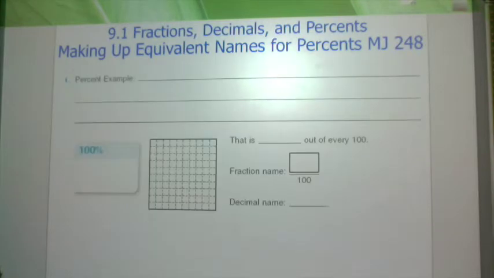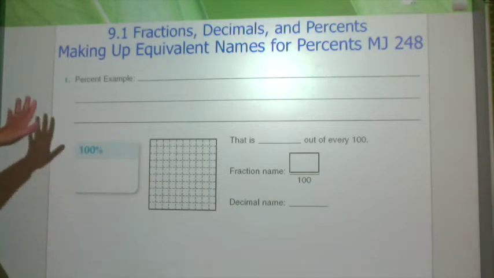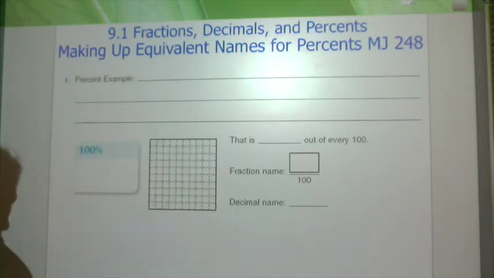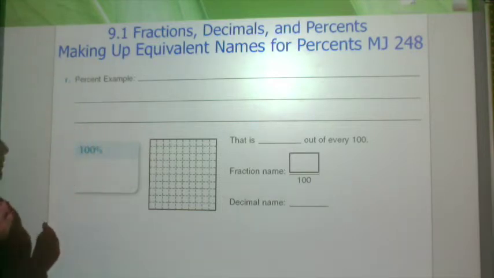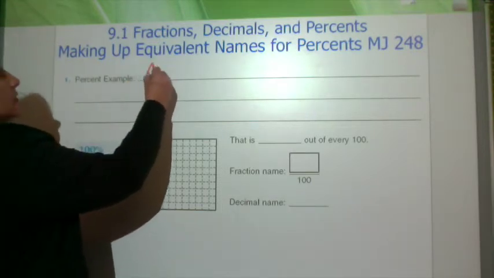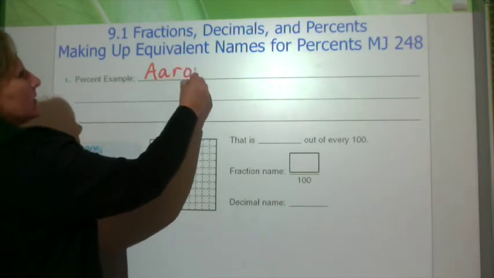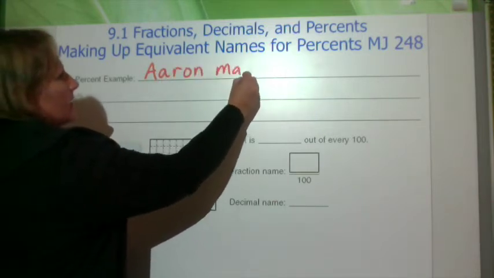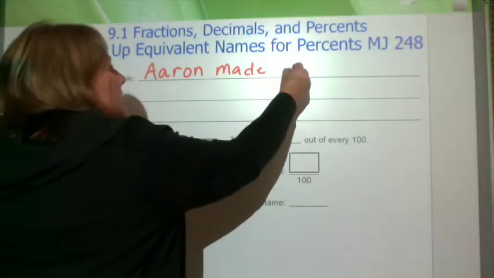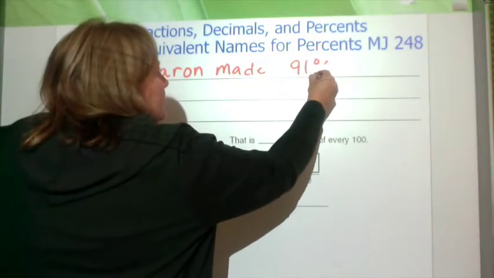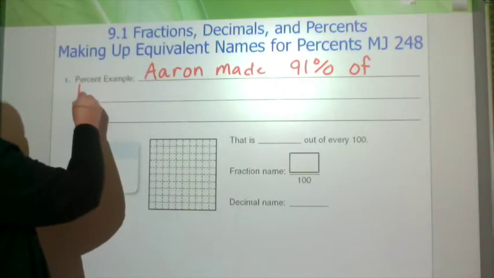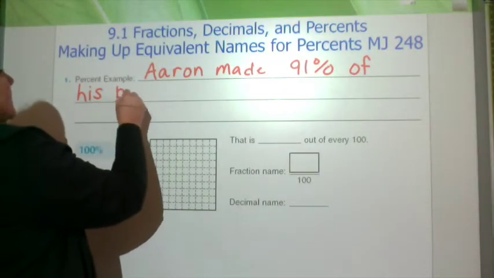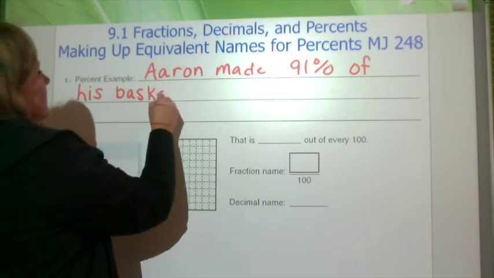We're going to skip that. So we're going to talk about a percent example. And because this doesn't have anything, we can make up our own. So I'm going to use Aaron made, you can put your name here if you want, 91% of his basketball shots.